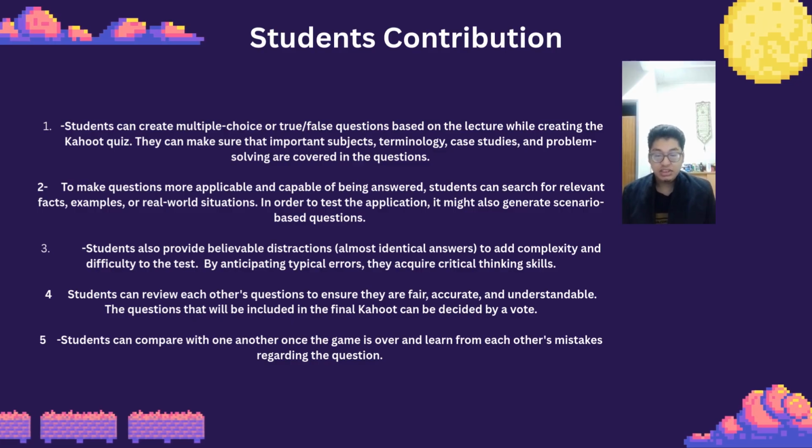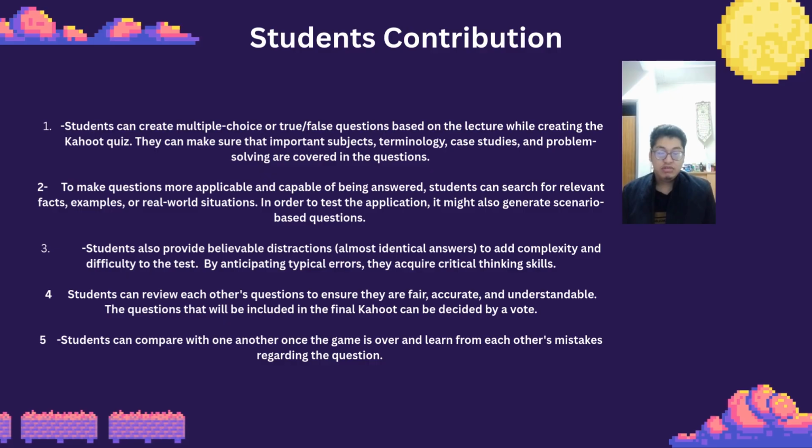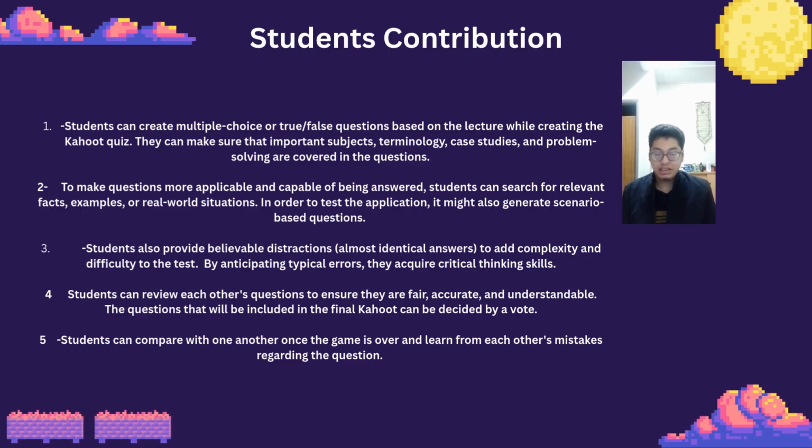Students can review each other's questions to ensure they are fair, accurate, and understandable. The questions that will be included in the final Kahoot can be decided by a vote. Students can compare with one another, and when the game is over, learn from each mistake regarding the questions.